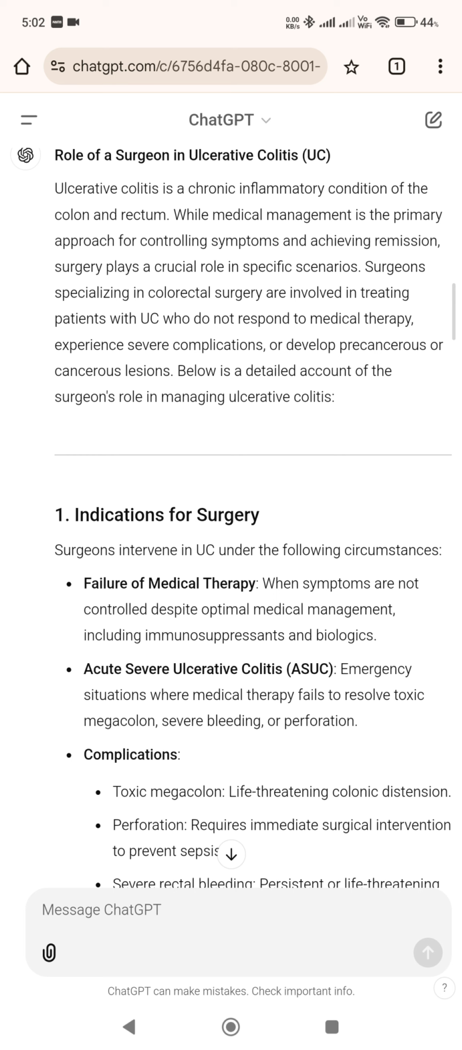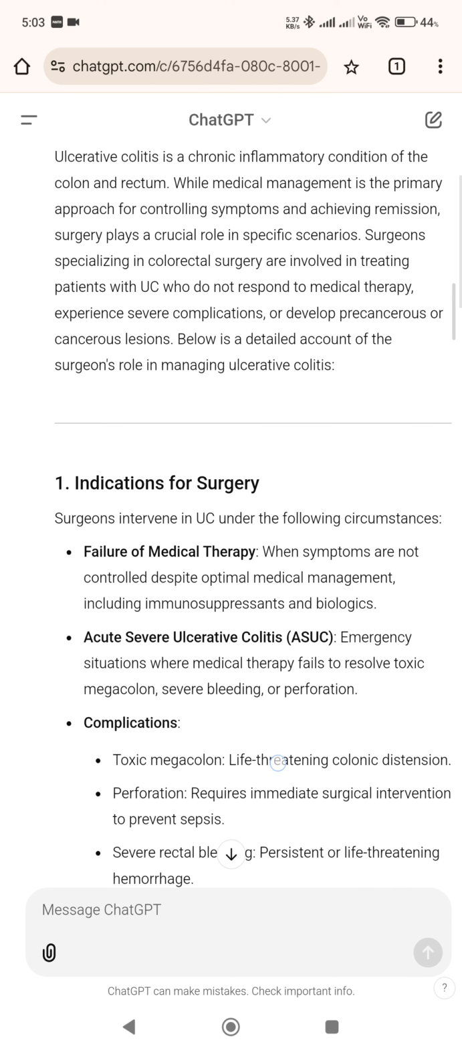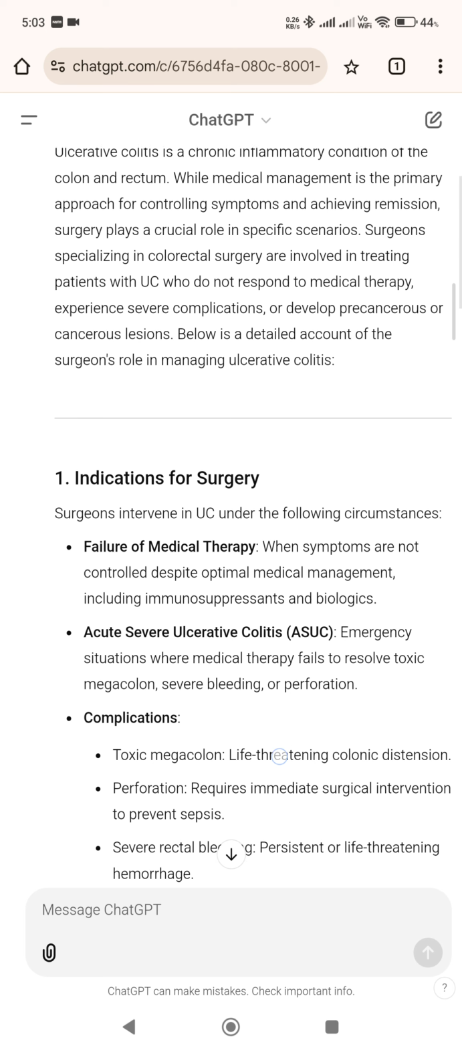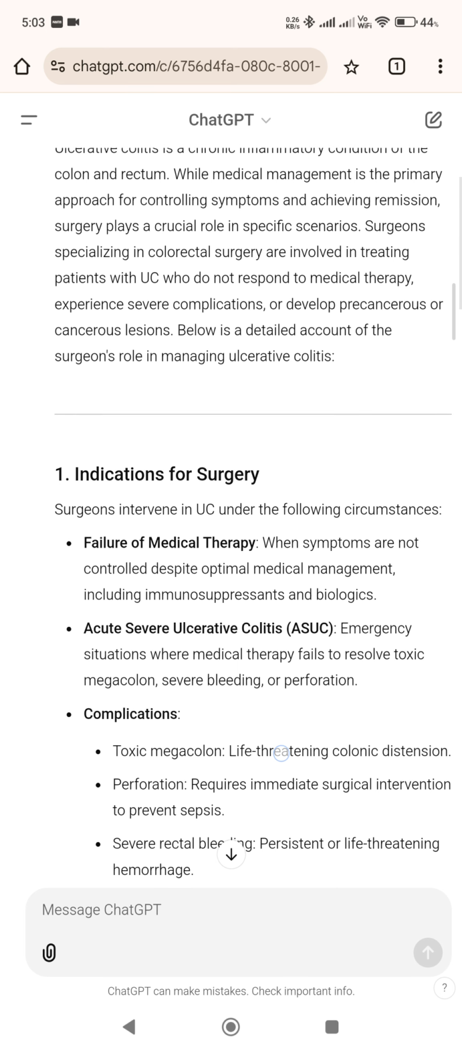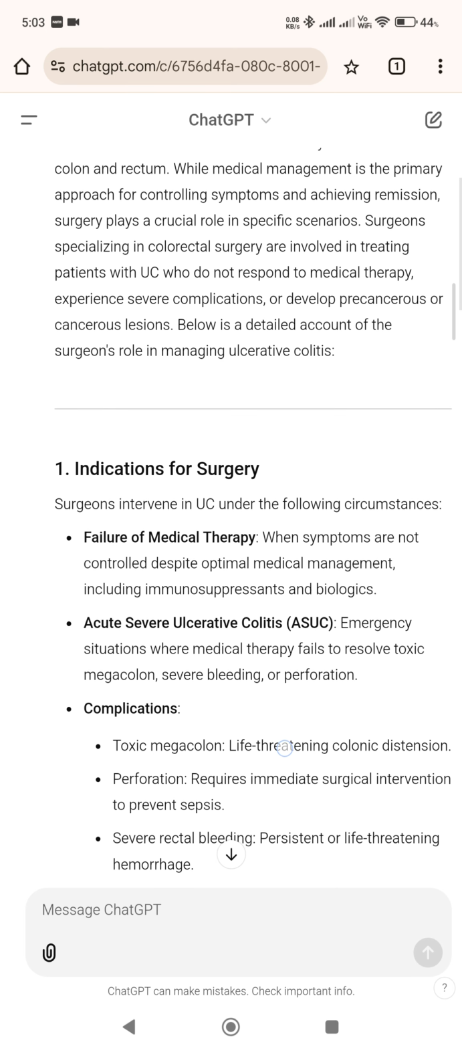scenarios. Surgeons specializing in colorectal surgery are involved in treating patients with UC who do not respond to medical therapy, experience severe complications, or develop precancerous or cancerous lesions. Below is a detailed account of the surgeon's role in managing ulcerative colitis.